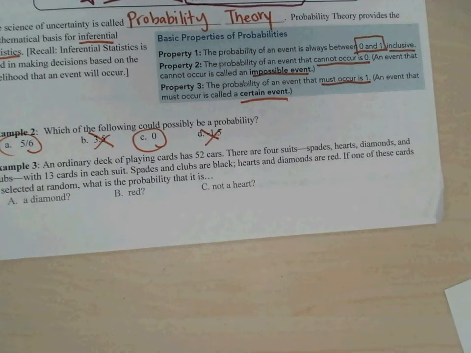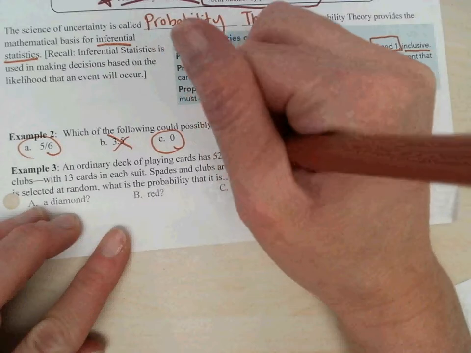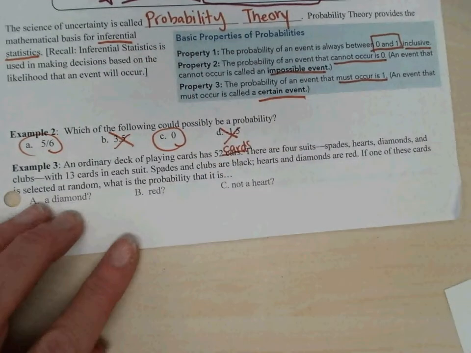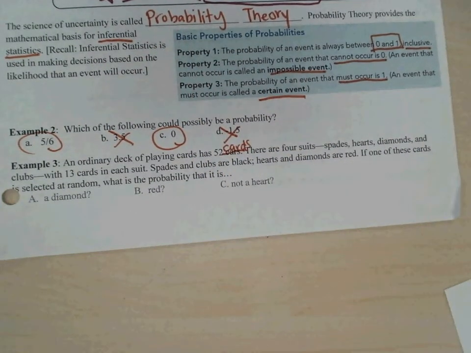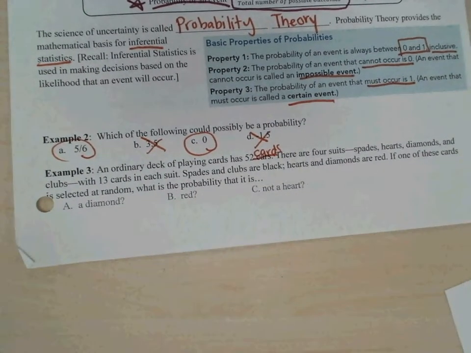An ordinary deck of playing cards has 52 cards. It should say cards. That was a typo. An ordinary deck of playing cards has 52 cards. There are 4 suits, spades, hearts, diamonds, and clubs, with 13 cards in each suit. Spades and clubs are black, hearts and diamonds are red. If one of these cards is selected at random, what is the probability that the randomly selected card is a diamond?